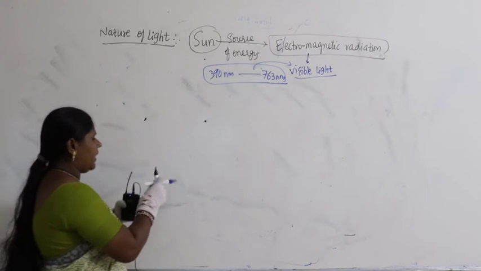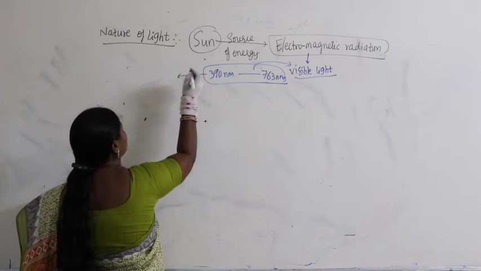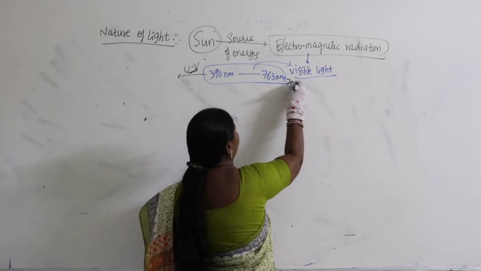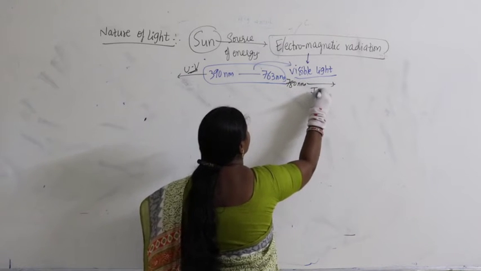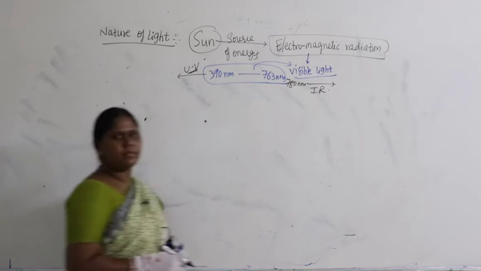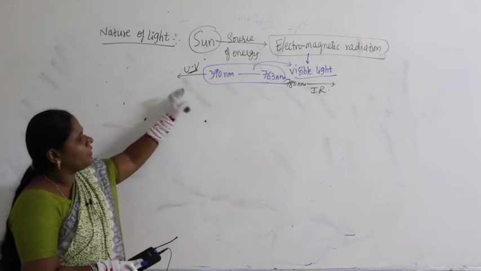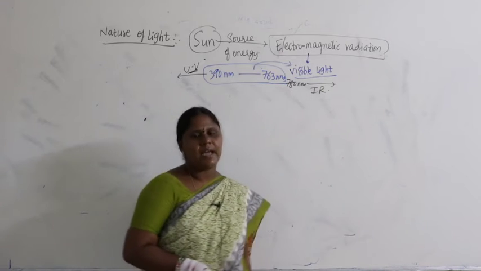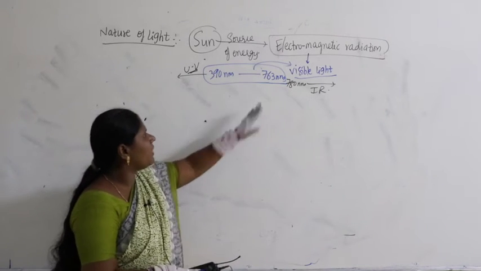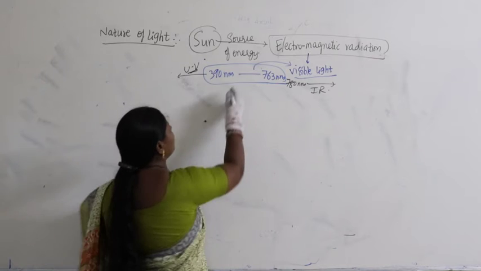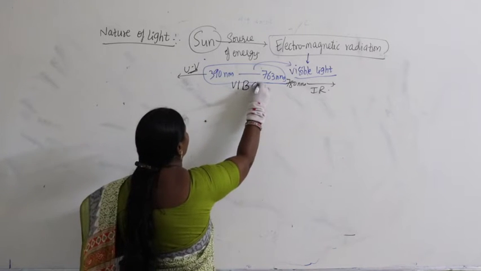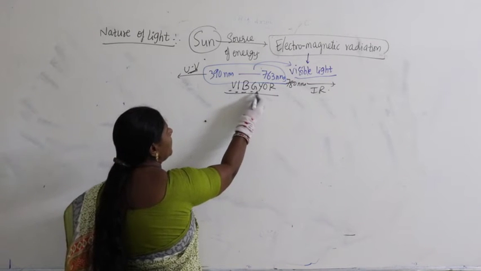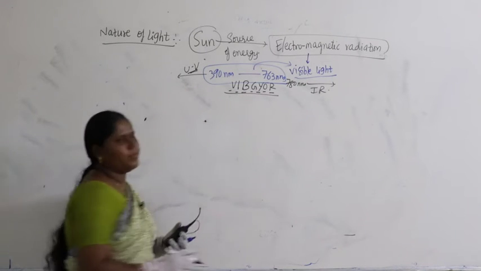But before 390 nanometers it is UV radiation, and beyond 780 nanometers it is IR radiation. In between, what you can find is nothing but visible light. What is visible light? VIBGYOR: violet, indigo, blue, green, yellow, orange and red.